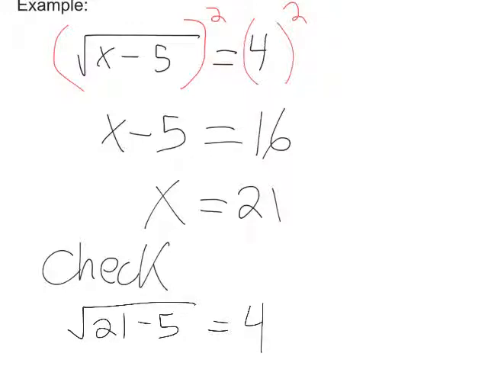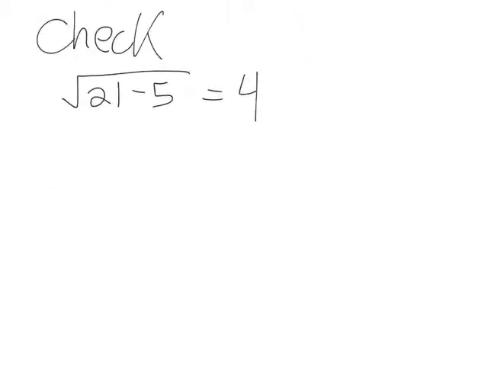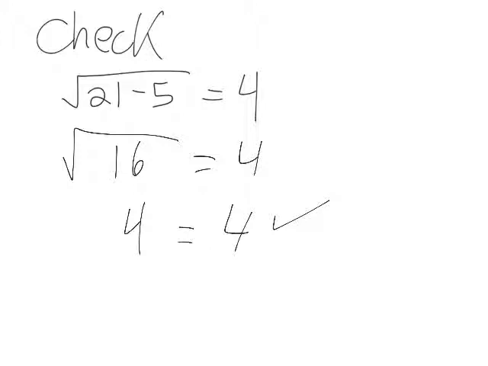And then you just double check it, okay? You're checking to make sure that you've got an answer that will actually work. And so 21 minus 5, that gives me 16. Square root of 16 is 4. So we get a true statement.